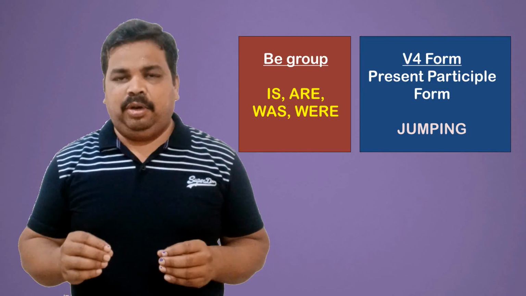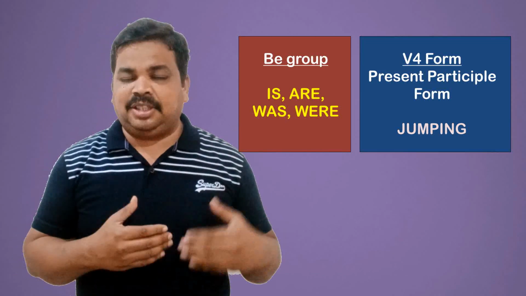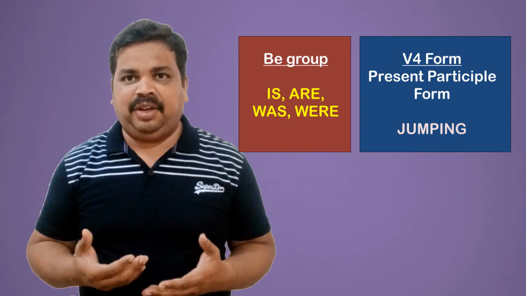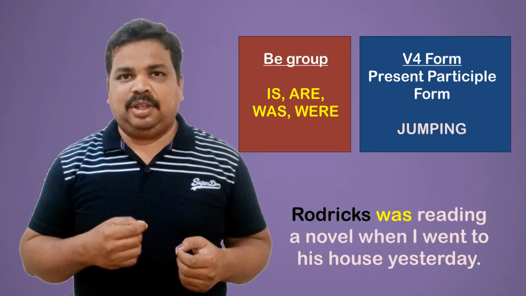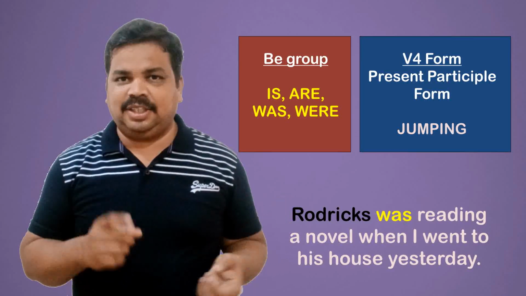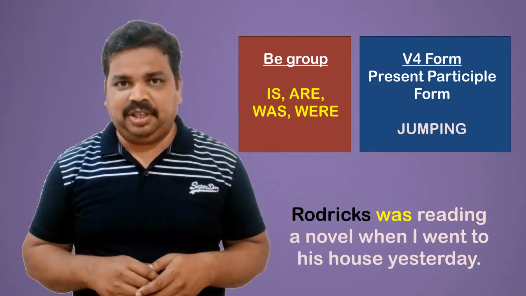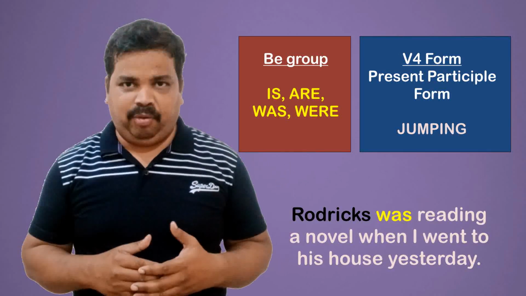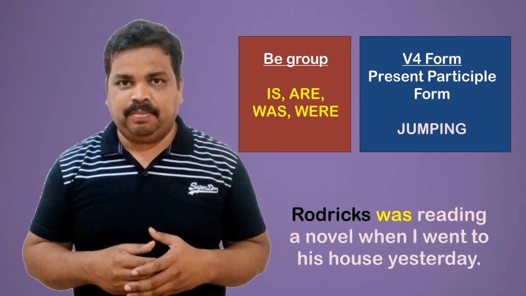Now was and were. For example, if the action was going on in the past, then I can just say, when I went to his house, Rodriguez was reading a novel. Rodriguez was reading a novel, it indicates Rodriguez is a single person, and not now. When I went to his house yesterday, he was reading a novel. The action was continuing when I went and saw at his house.